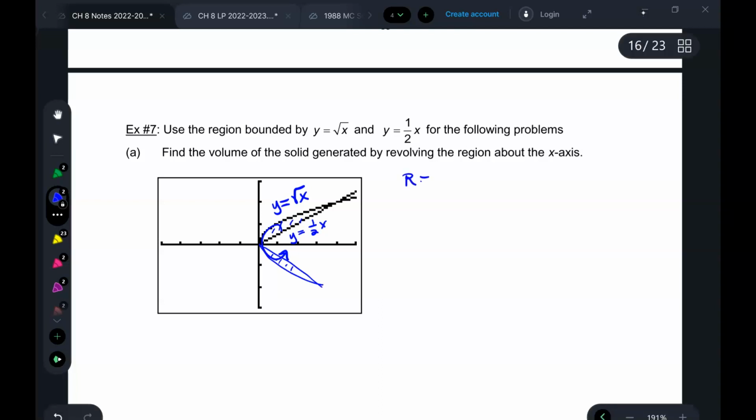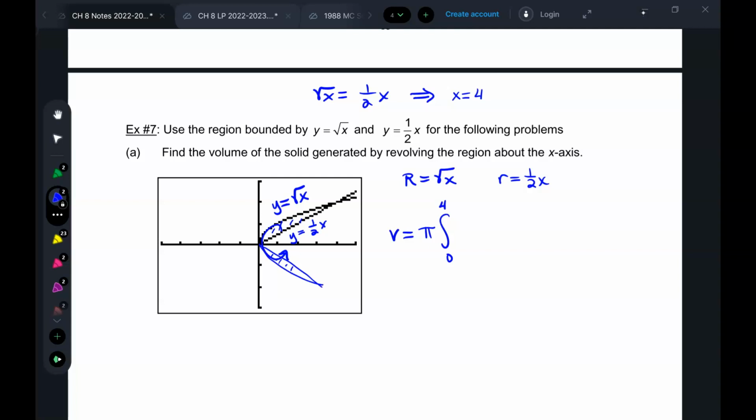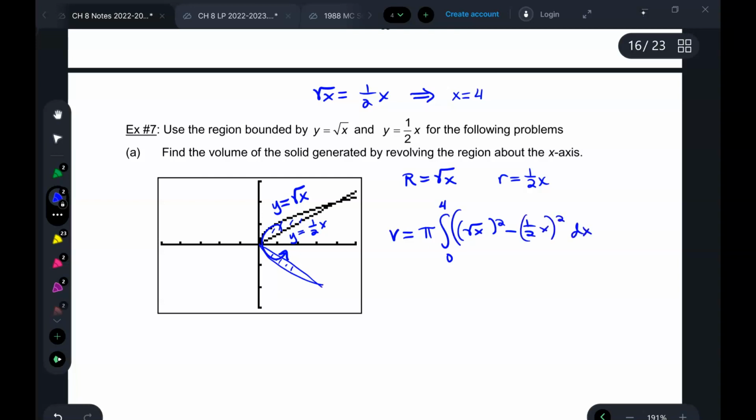Okay, so what's big R? Root x. And little r, 1/2 x. So the volume is going to be pi. What are the limits of integration? Where do these two intersect? Yeah, and if you're not sure, literally, you could just set them equal to each other and solve, and you get 0 and 4, because they intersect at 0. And then it's going to be root x squared minus 1/2 x squared dx.